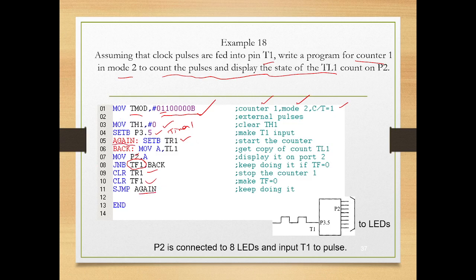So in this way it enters into the loop. So this is the program for counter. If you see the hardware, P2 is connected to LEDs, 8 LEDs, and T1 is the input to the pulse. So the pulse is given to P3.5. Accordingly, P2 is connected to LEDs, so that we can see on the display what is the actual count.